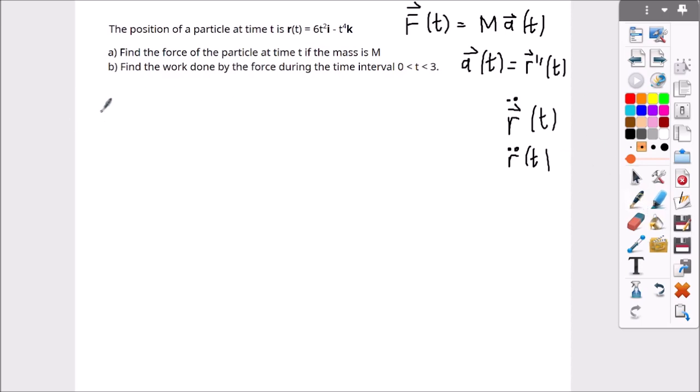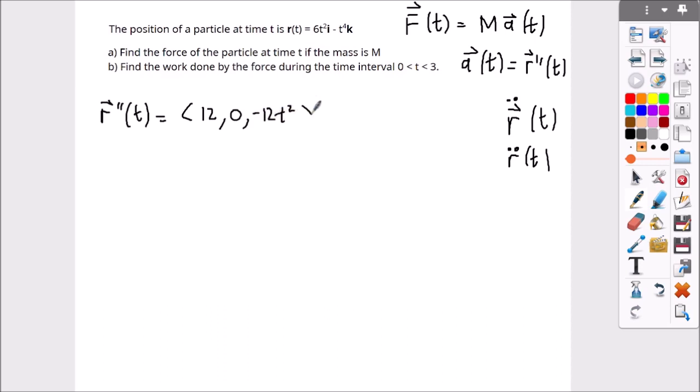Anyways, what's the acceleration? The acceleration is the double derivative of r, r double prime of t, which you guys can calculate by yourself. I'll give you 3 seconds. 3, 2, 1. All right, it's 12, 0, and minus 12t squared.